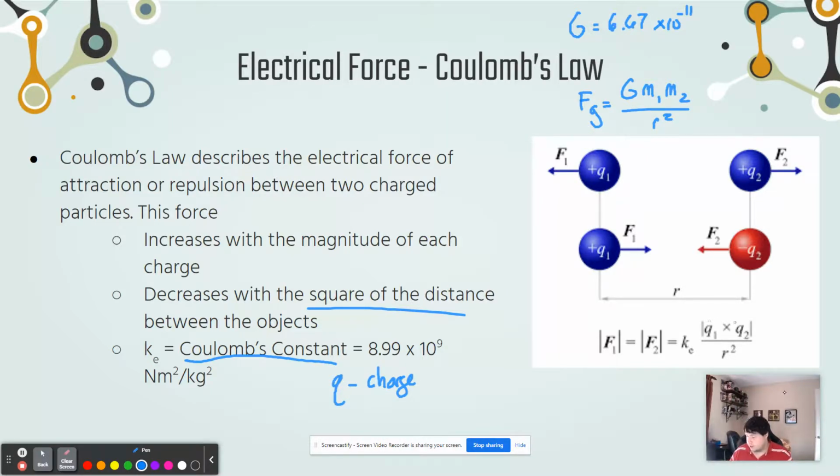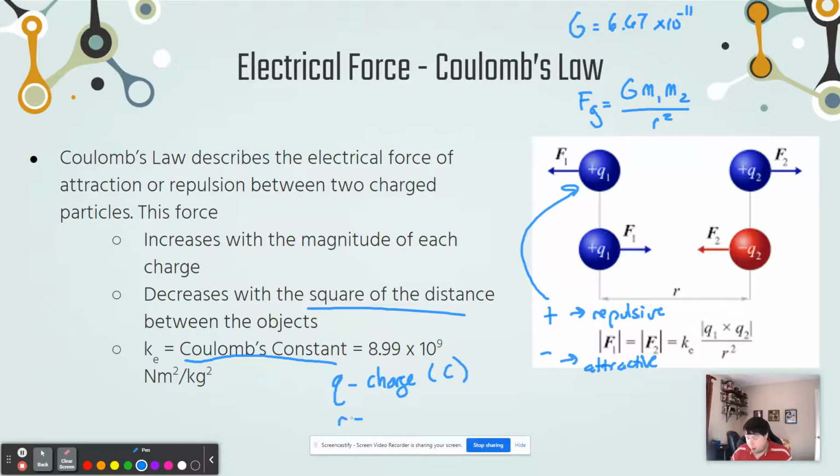If the two charges are the same, no matter whether they're positive or negative, you will end up with a positive force. And that positive force will then be repulsive, and so they will repel each other. If the two charges are opposite, the force will end up being negative, and therefore it will be an attractive force. So Q is my charge, and we typically measure that in coulombs.